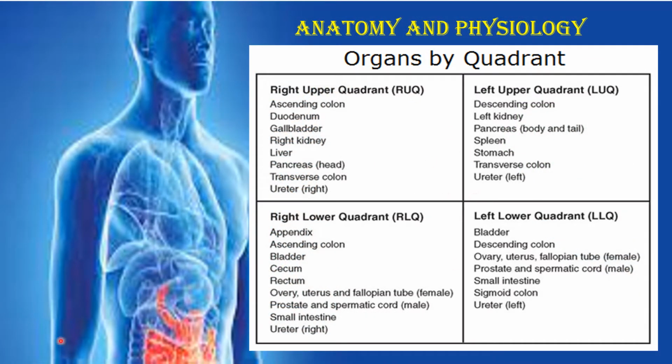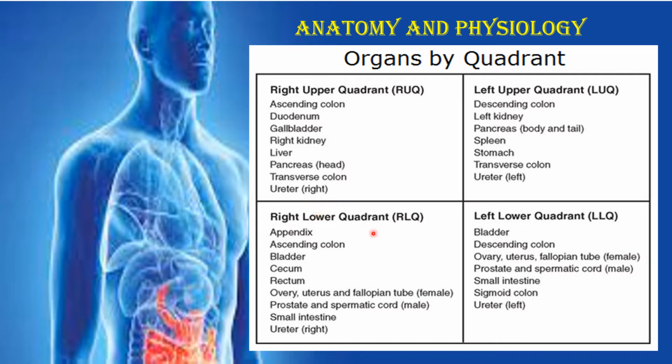Okay, so moving on to the organs by quadrant. On the right upper quadrant, you have the ascending colon, the duodenum, the gallbladder, the right kidney, liver, the head of the pancreas, the transverse colon, and the right ureter.